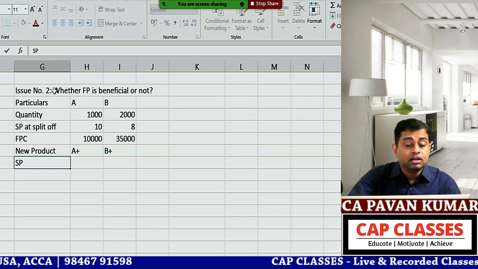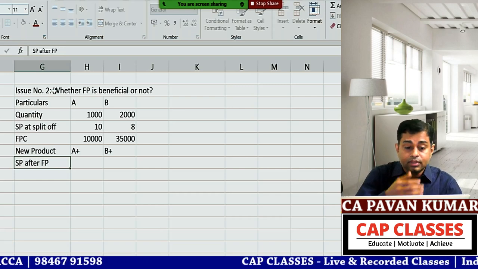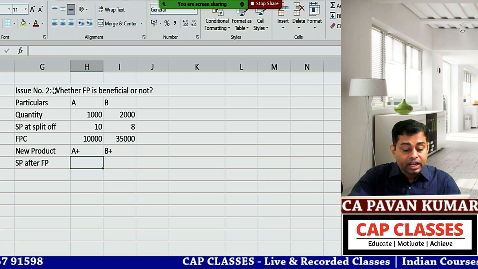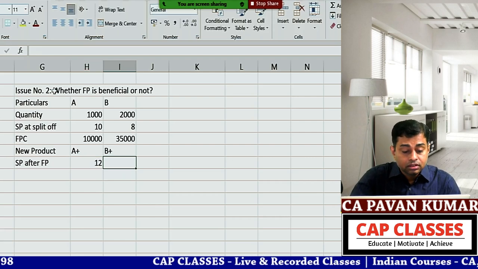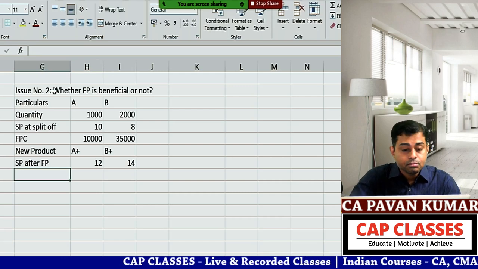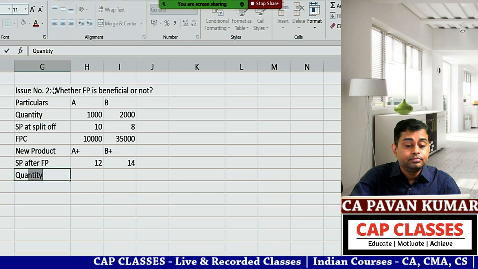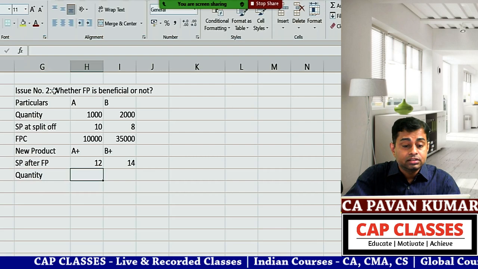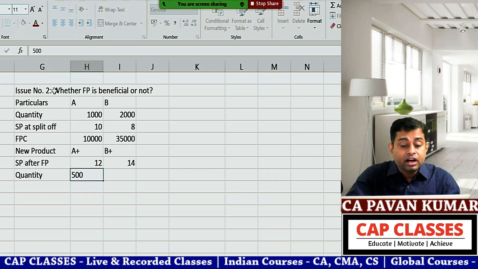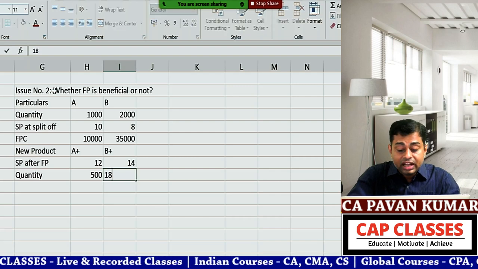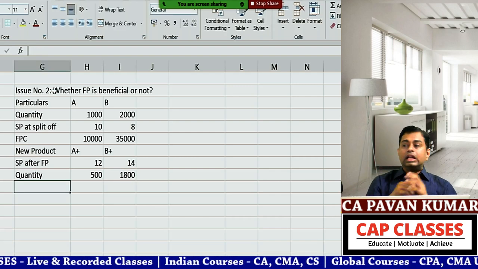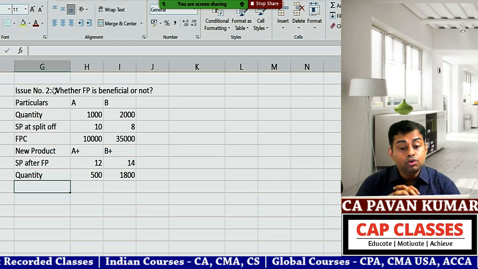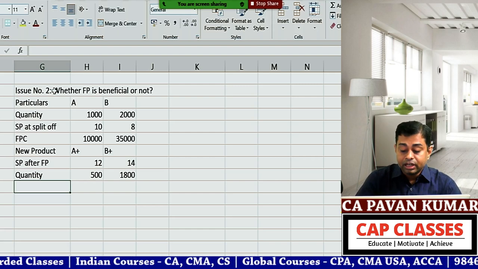Selling price after further processing is, say, 12 rupees, 14 rupees. Quantity of A plus is, for example, 500. Here, say, 1800. Now this is the data given. Shall we do further processing or not? Simple. How do you do this, do you know?